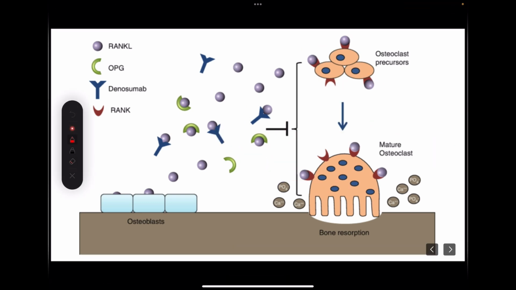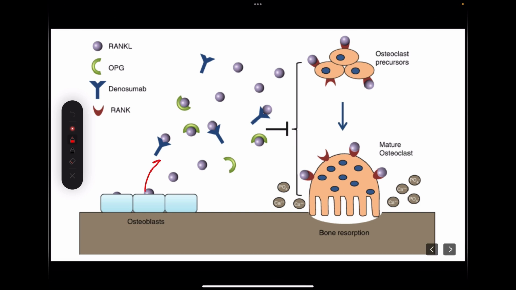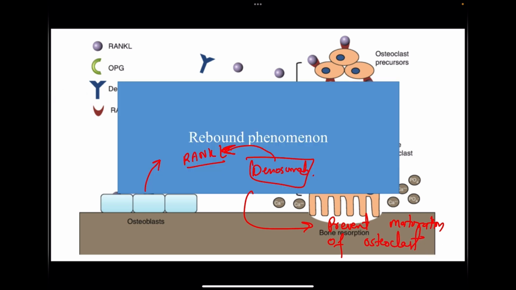This is very well shown in this diagram: osteoblasts produce what we call RANK ligand, and denosumab comes and binds to these RANK ligands. Ultimately, it will prevent maturation of osteoclasts. So no bone resorption will happen.